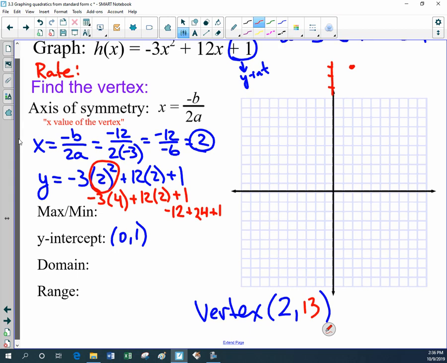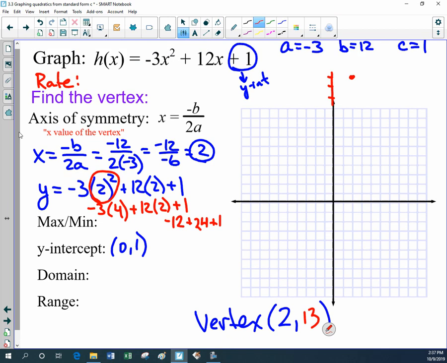Okay, so the rate would be a, which is negative 3, times 1, 3, 5, 7. So negative 3 times 1 is negative 3. Negative 3 times 3 is negative 9. Negative 3 times 5 would be negative 15, okay, and so on. So from our vertex, we're going to go down 3. So down 1, 2, 3 over 1. Then from this point, we would now go down 9. So 1, 2, 3, 4, 5, 6, 7, 8, 9 over 1.